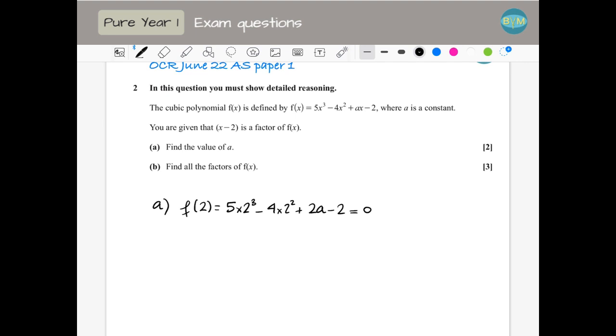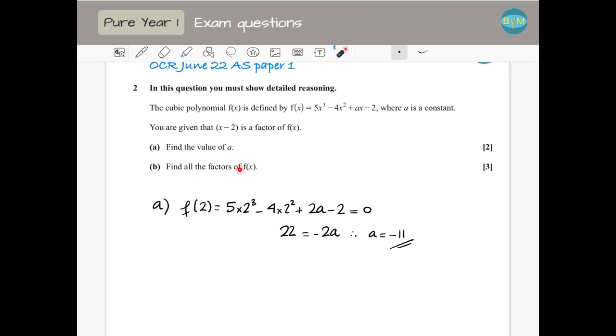I have all together 5 times 8, which is 40, minus 4 times 4, which is 16, minus 16, minus 2, this is minus 20, this is 22, no? 22 is going to be equal to minus 2a, therefore a is minus 11. And that's the first one, yeah?